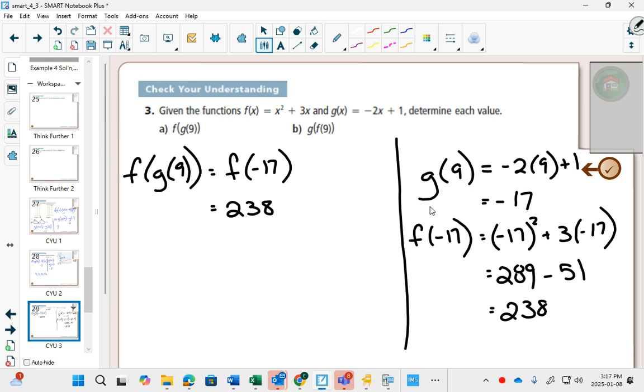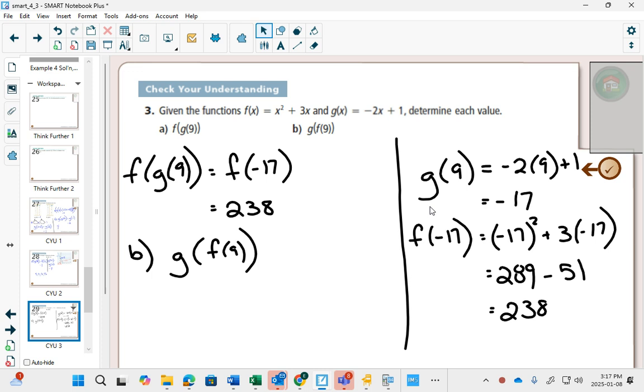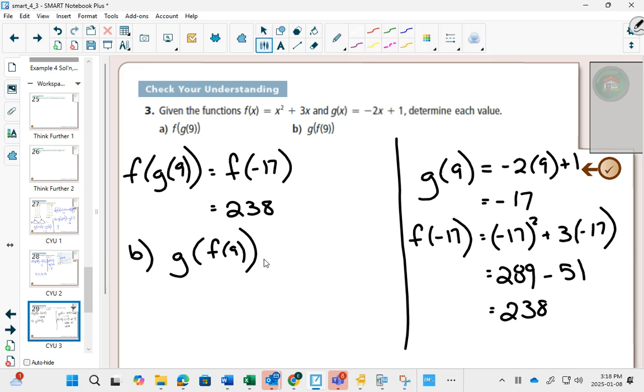Now in part B, we have to find g of f of 9. I'm going to let you try that first on your own. All right, let's check how you did.